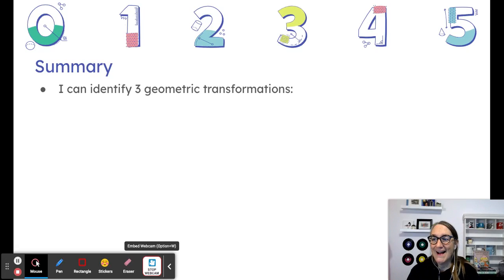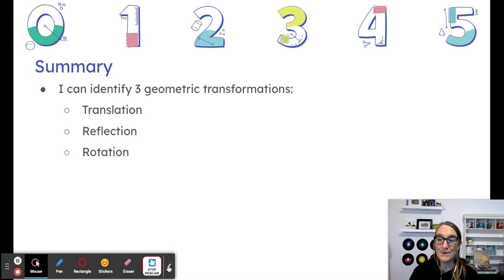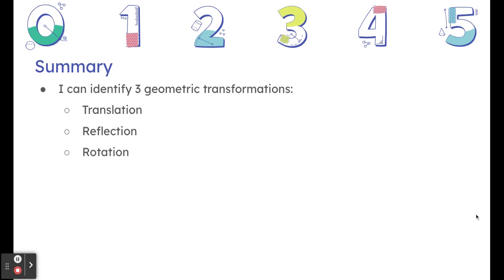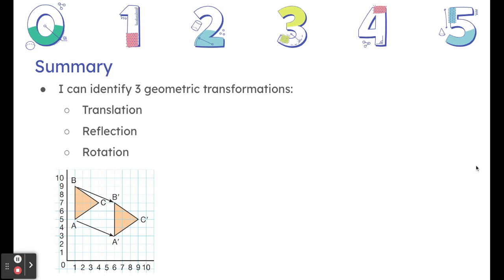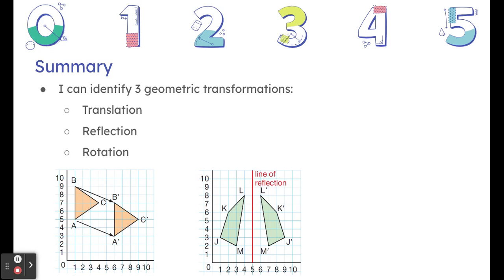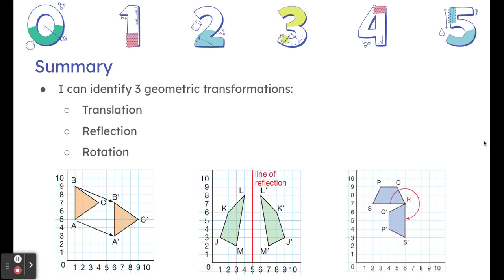Let's sum up what we covered in this lesson. It was a long one. I can identify 3 geometric transformations: a translation, a reflection, and a rotation. And here we go. This is our translation, our reflection, and our rotation. And we're not using those old words. We're only using translation, reflection, and rotation in grade 6.